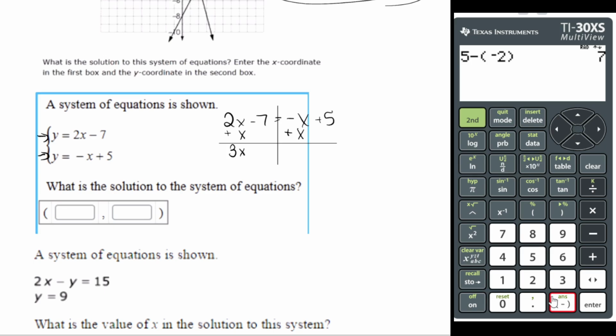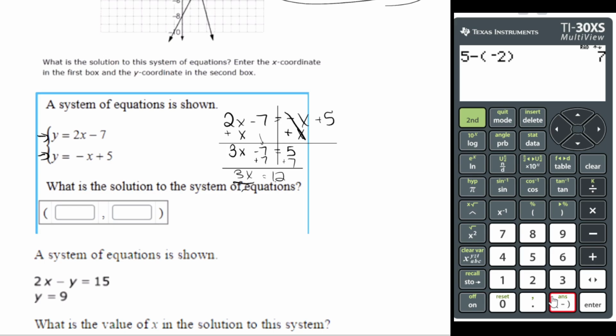2x plus x is 3x minus 7. This cancels out. 5. Okay? Now I have to undo my addition and subtraction on the same side as the variable. So I got to get rid of this negative 7. I'm going to do that by adding 7 to both sides. That's going to leave us with 3x equals 12.